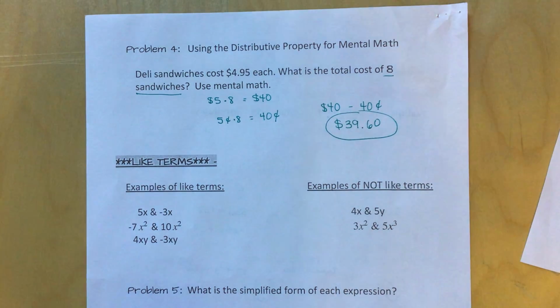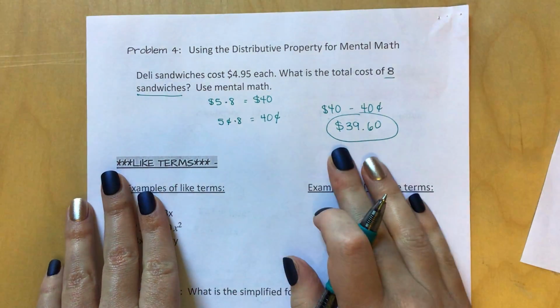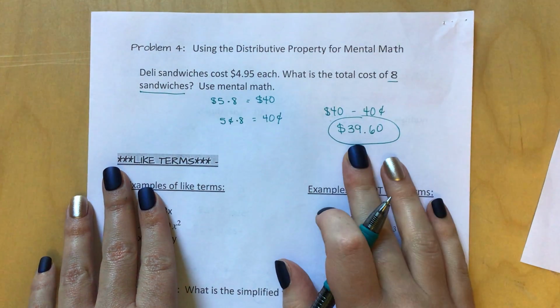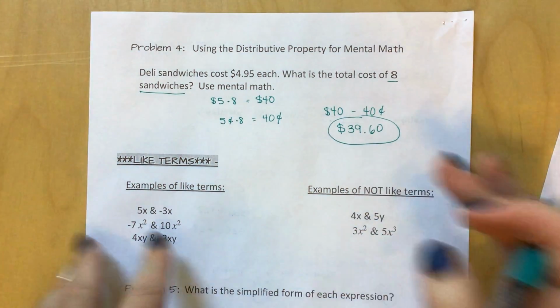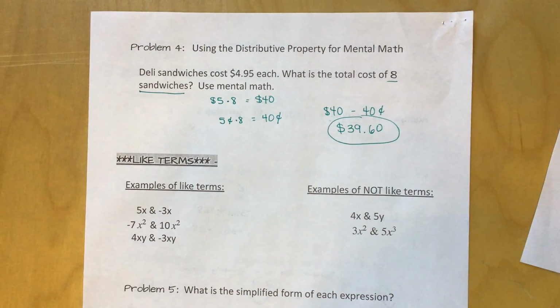I know it said use mental math, but that's kind of difficult for me to talk through every single step without writing it down. So if it tells you to do mental math, then you wouldn't have to show me all that stuff because you're supposed to be doing it in your head. But I'm teaching, so that's why I went ahead and wrote that down.